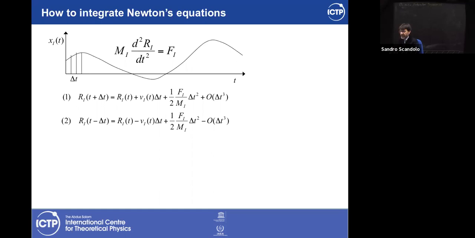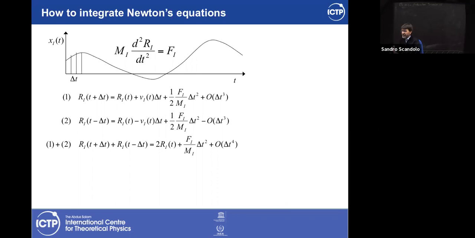Of course, the term in delta t fourth will have the same sign. Now, if you sum these two expressions, you just sum the left hand side and the right hand side, and what you see is two things.